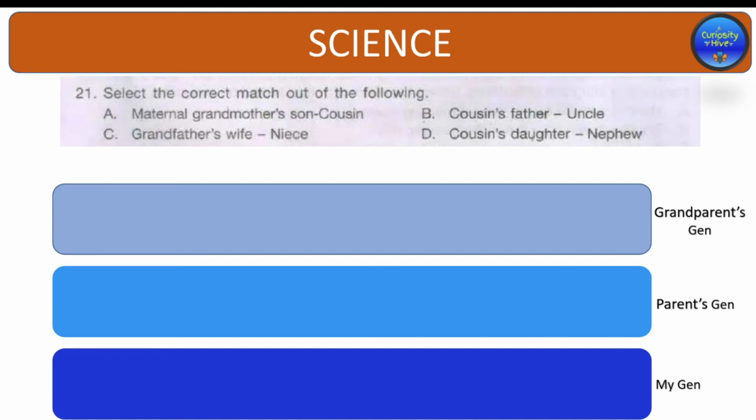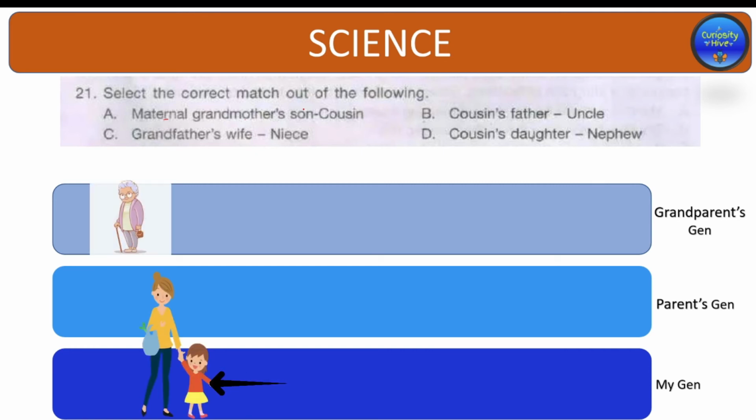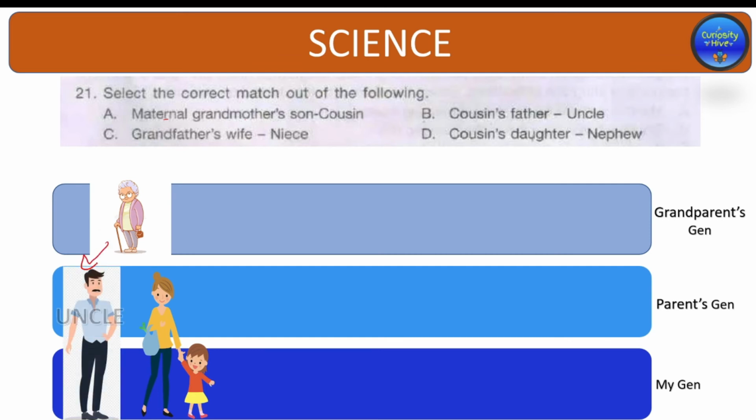Based on these 3 levels, let's look at the options to get our right answer. Now, first one is maternal grandmother's son. Is that your cousin? Let's see. Well, this is me, and my mother's mother is my maternal grandmother. And my grandmother's son will be my uncle. So option A is not the right answer.